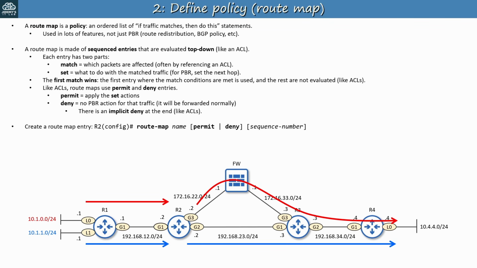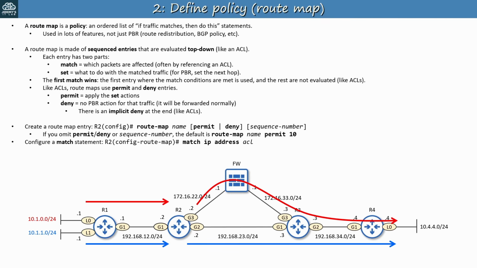The command to create a route map entry is route-map, followed by the route map's name, then permit or deny, and then a sequence number. Notice that permit and deny and the sequence number are in square brackets, meaning they are optional. If you omit them, the default is permit with a sequence number of 10. So if you're making a simple route map with only one entry, you can just do route-map and the name. Next, configure the match statement. To match an ACL, the command is match ip address, followed by the ACL's name or number. And finally, configure the set statement. To set the next hop, the command is set ip next-hop, followed by the next hop IP address.